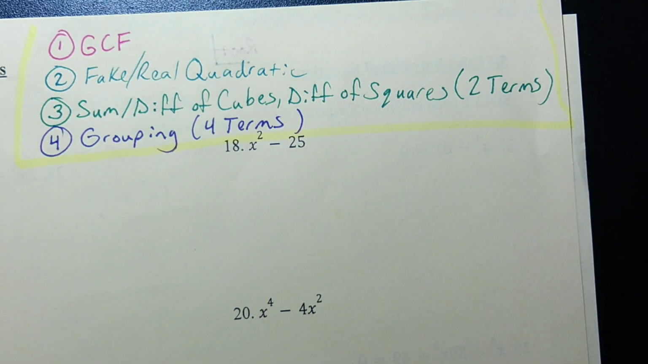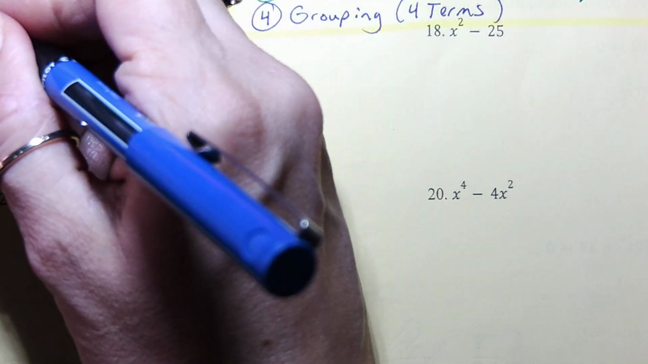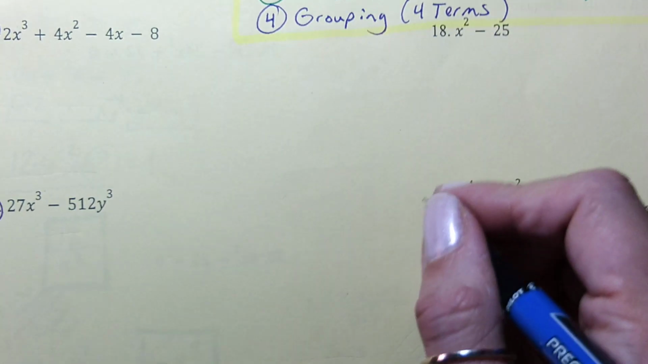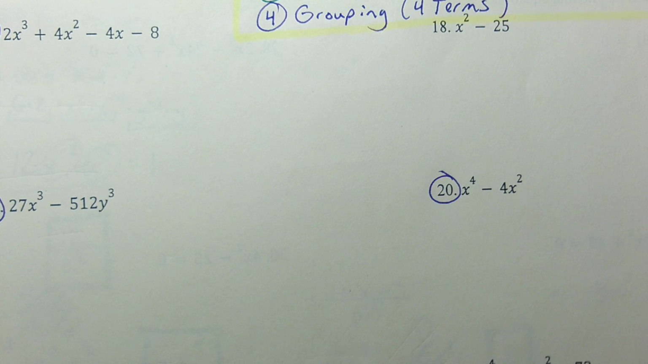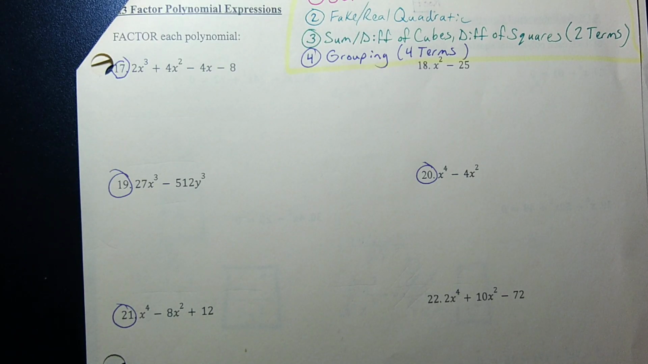So what I would like you to do is try number 17, number 19, number 20, and number 21. So 17, 19, 20, and 21. I want you to start with those 4 problems. I'm going to give you about 4 minutes to try those, and then we're going to regroup to go over the answers. Go.